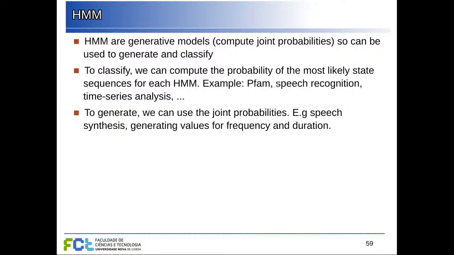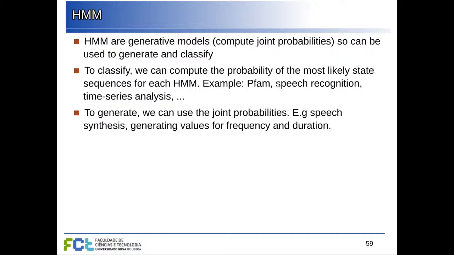Now, these hidden Markov models can be used to generate hidden states, or to generate everything, because since we have the probabilities for the initial state, the transitions, and the emissions, we can just run simulations with those probabilities and generate new sequences of hidden states and of observables.